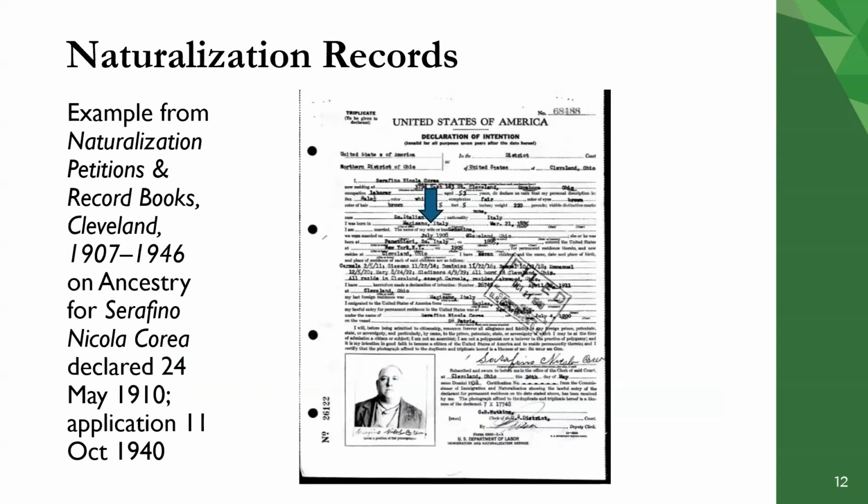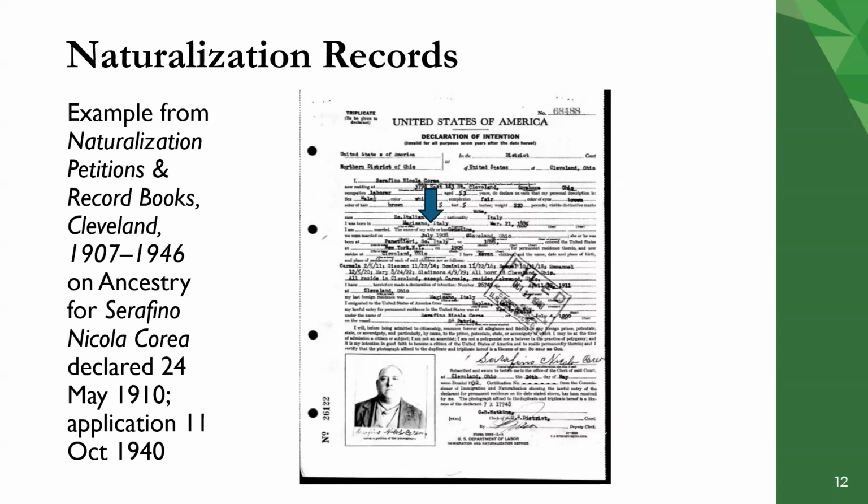So here's an example. This is for Serafino Nicola Correa. This is his declaration of intent. And where the arrow is shows the place he was born. There's also a nice photograph of him as well. He made his intent to naturalize in Cleveland, so this is a Cleveland record.